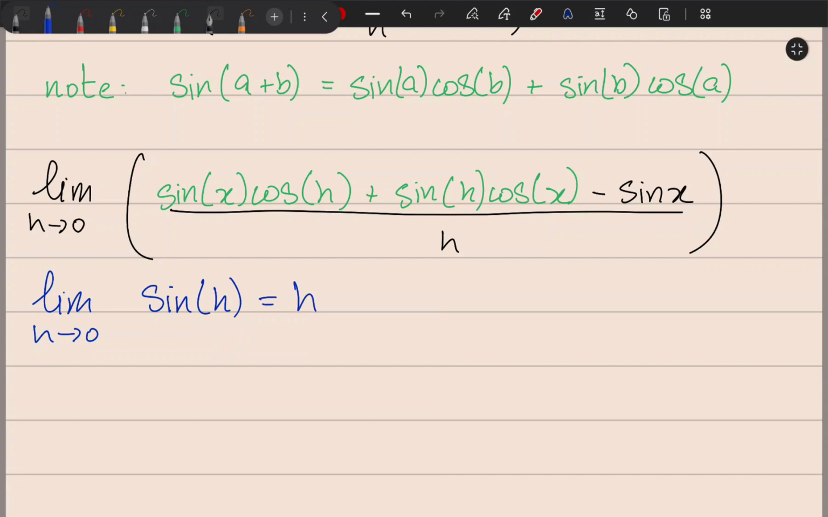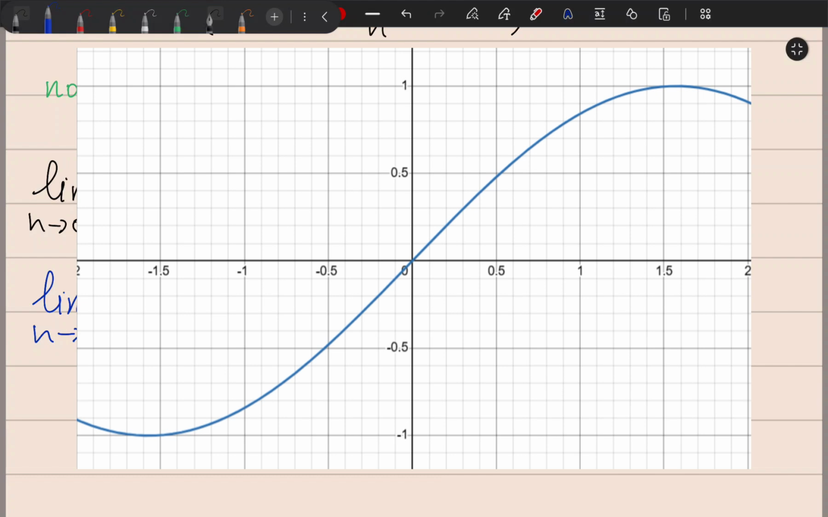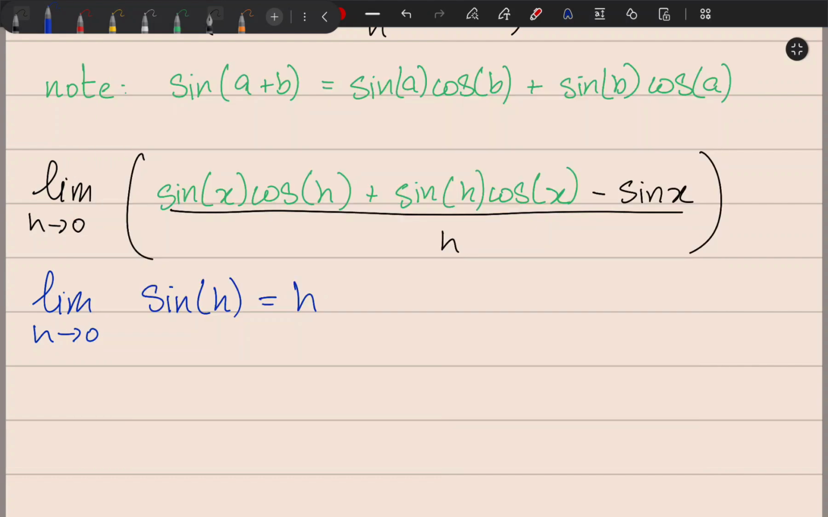All right, and let me put up a graph of sine x. And look here, as the angle gets smaller and smaller on the sine graph, the height matches the angle. Therefore, sine x is equal to x when x is small, or the limit as h approaches 0 of sine h is always equal to h.